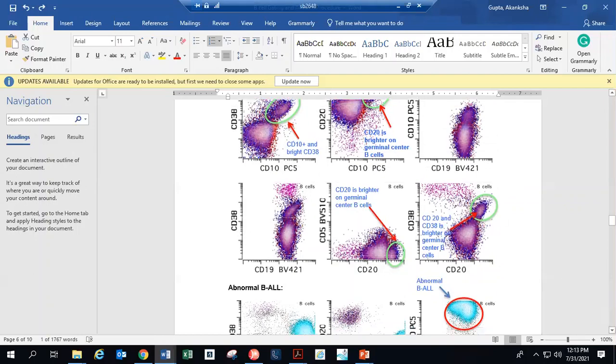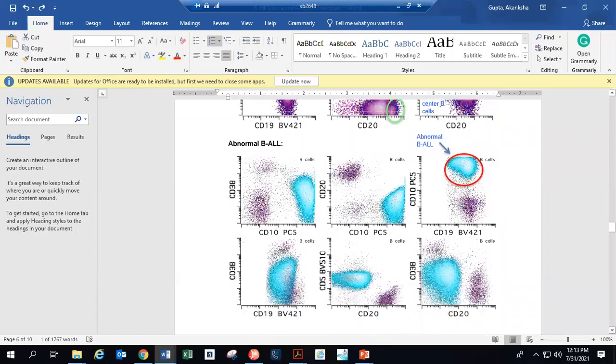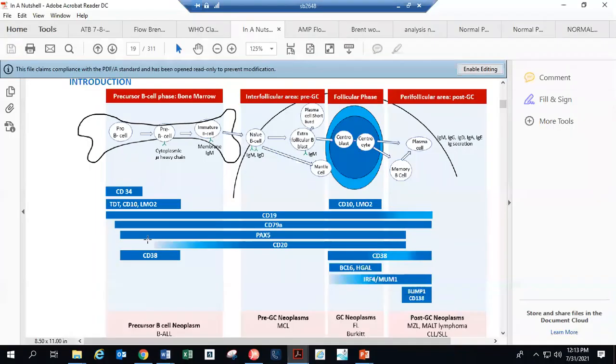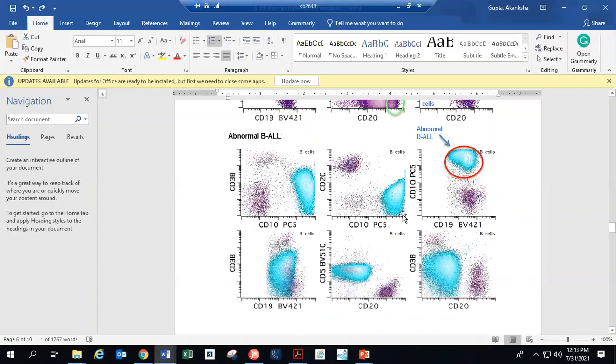than the normal population. This abnormal B-ALL, what they are showing is, there is a blob, as I was saying, and this blob is negative for CD20. First thing first, we saw over here that CD20 is a more mature marker. It comes later on, right? So it will be negative for CD20. It's abnormal immature blasts, and the CD10 will be positive. And CD38 will be positive in some of the immature.